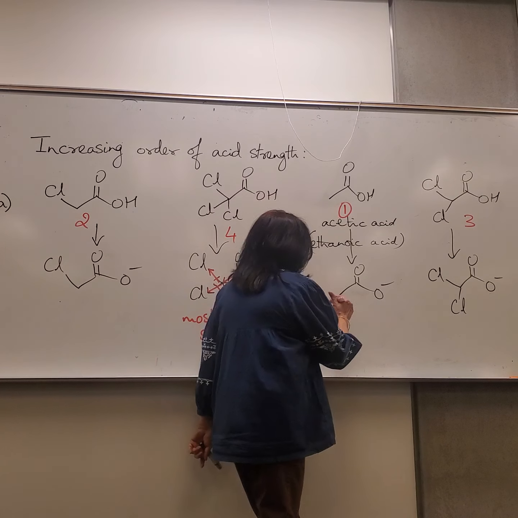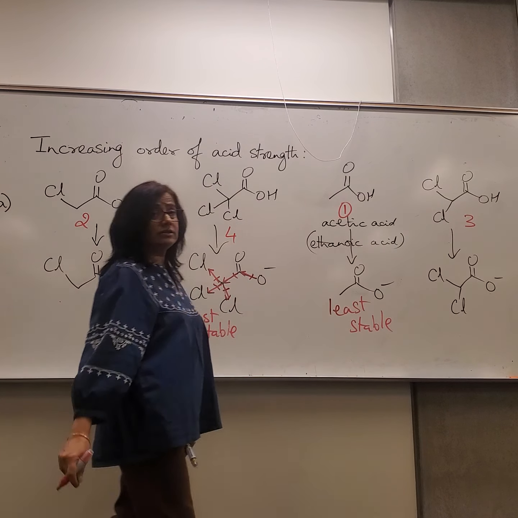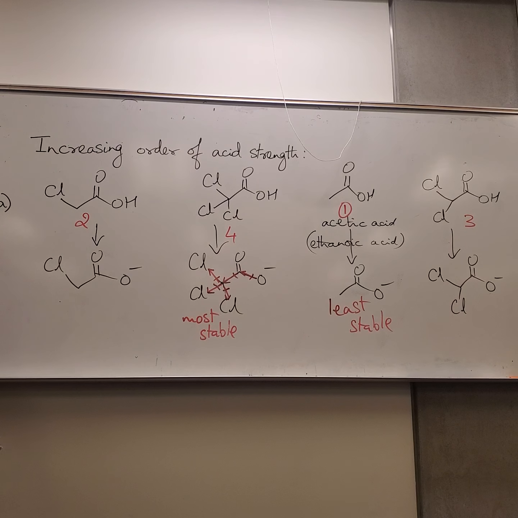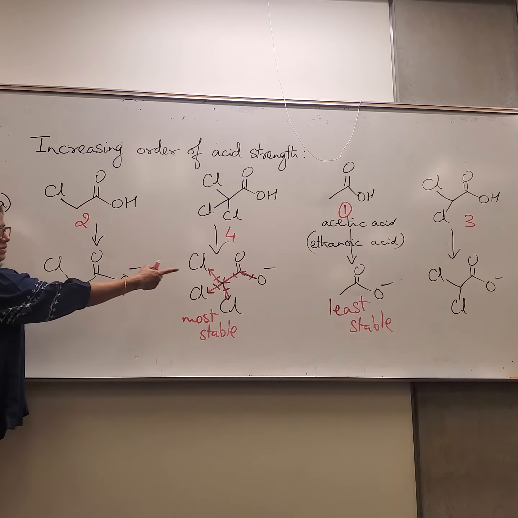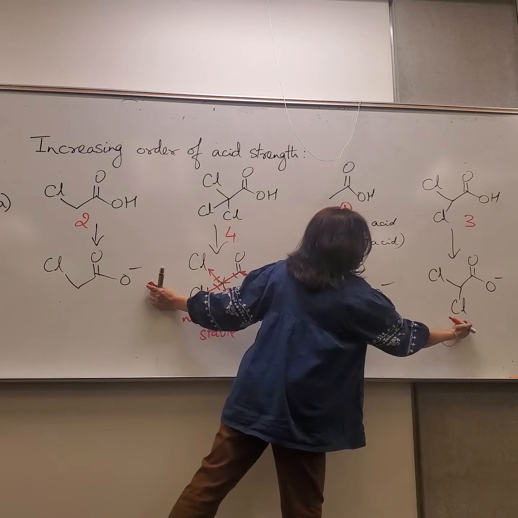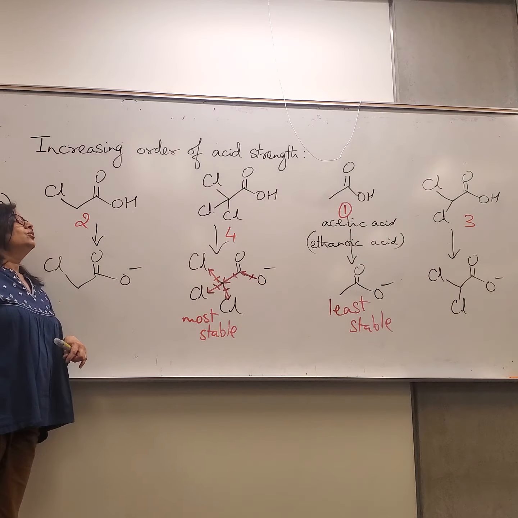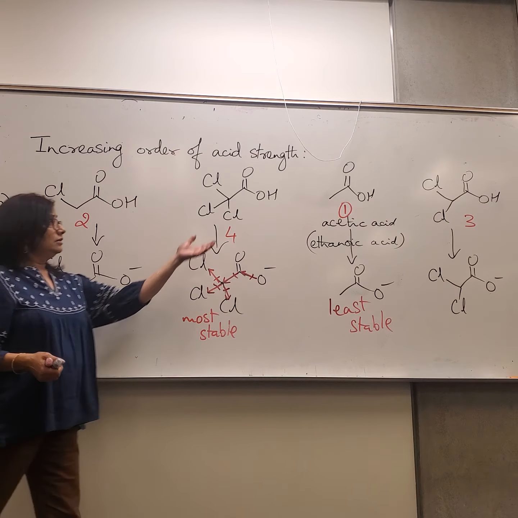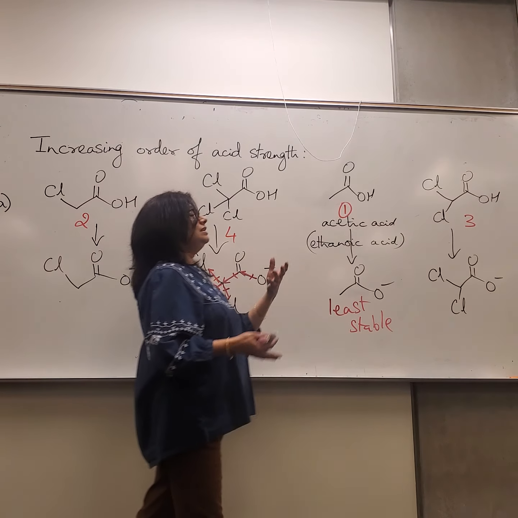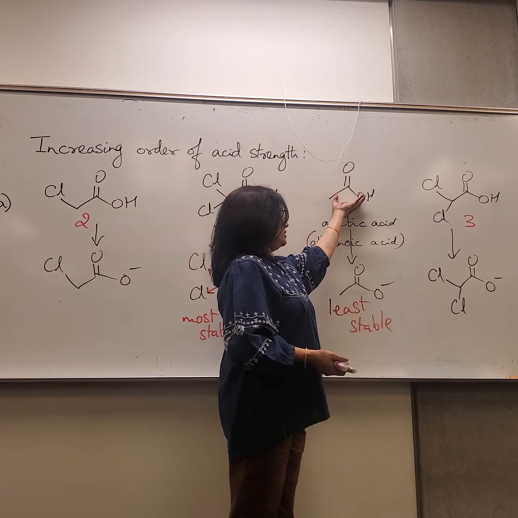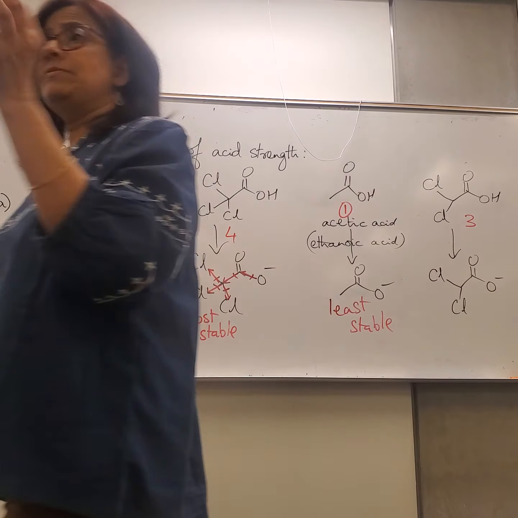Ethanoate, because there is no chlorine to stabilize the negative charge through the inductive effect. Agreed? So this one is somewhat more stable than the least stable, and this one is somewhat less stable than the most stable because of the number of chlorines. Therefore, which is the strongest acid? Number 4, because it creates the most stable conjugate base. The least acidic compound is acetic acid, because it creates the least stable conjugate base. Does that make sense? Everybody got it?